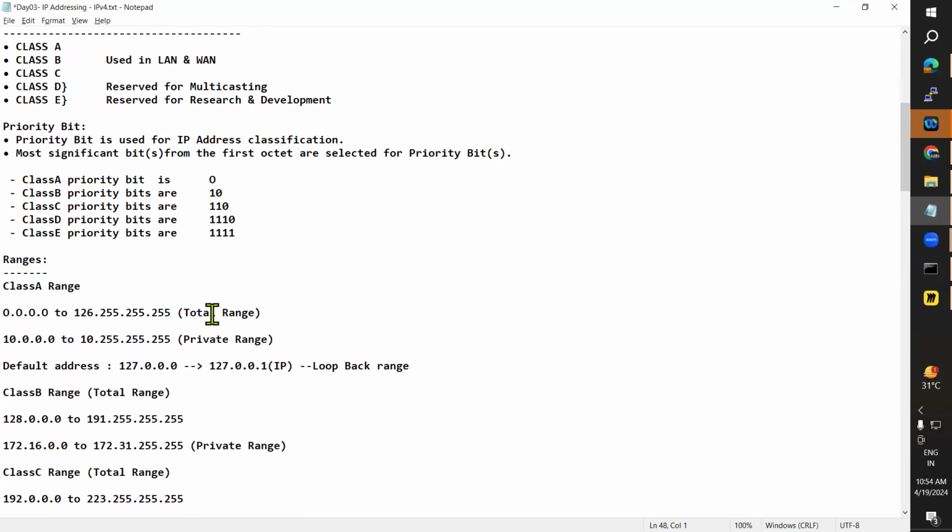Class A range: 0.0.0.0 to 126. See, 0 to 126. In between IP addresses are class A.